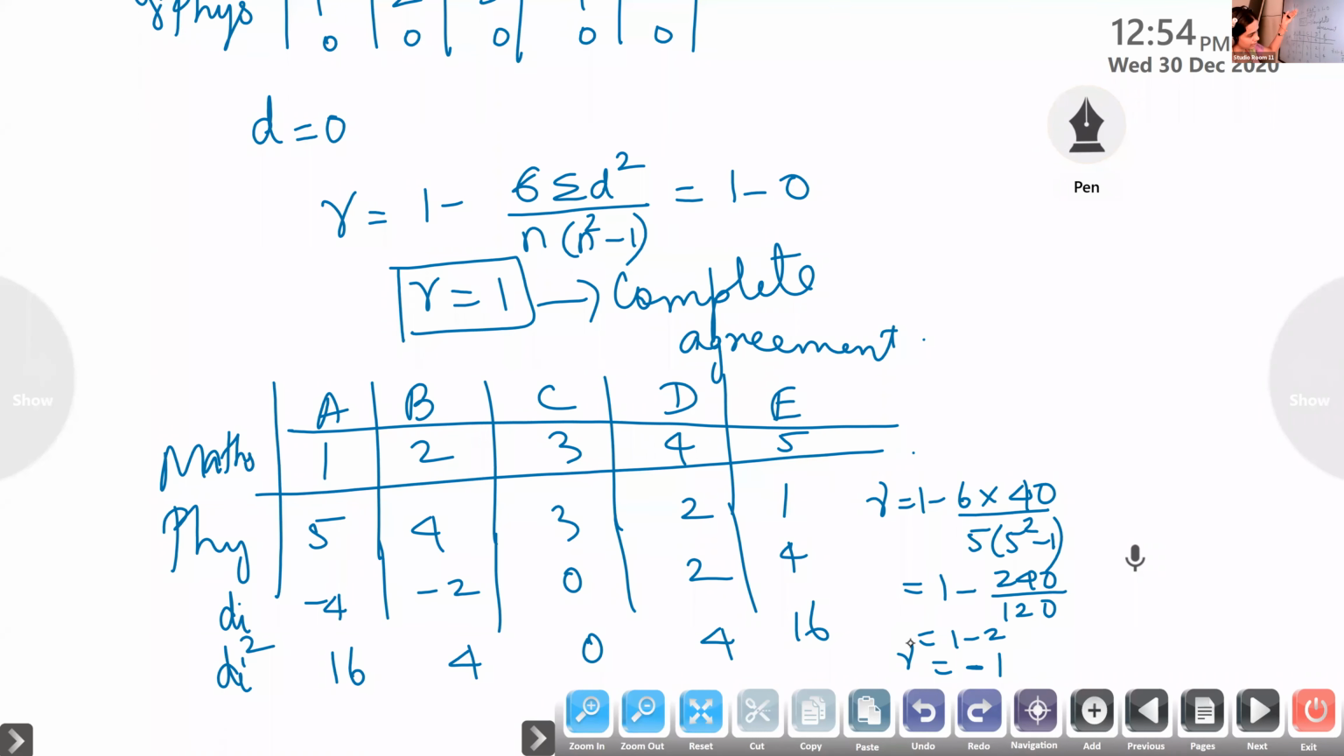The first case also it is complete agreement, that is in the same direction. Both are in the same direction. But here again complete agreement. Whenever we get rank correlation coefficient is 1, then we say it is in complete agreement with the same direction. When it is minus 1, it is in the reverse direction. Okay, and keep it in mind, this is a very important one. Rank correlation coefficient always lies between minus 1 and 1. Whenever you find the rank correlation, your answer should lie between minus 1 and 1.